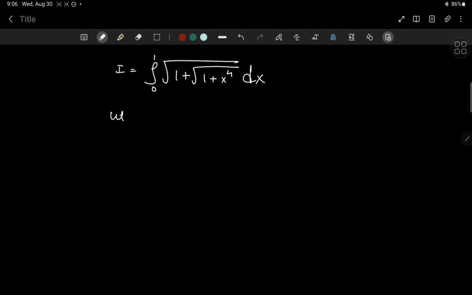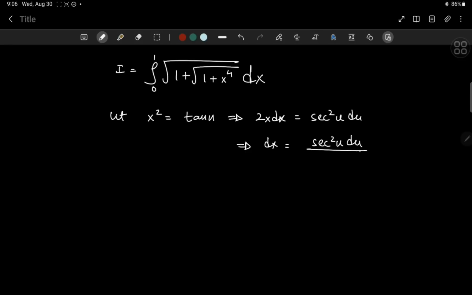We could let x squared equal the tangent of u. Now this implies that 2x dx equals the squared secant of u du. And this further implies that dx would be the squared secant of u du divided by twice of x. Now x would be the square root of the tangent of u, correct?